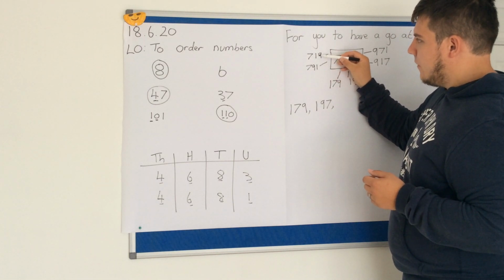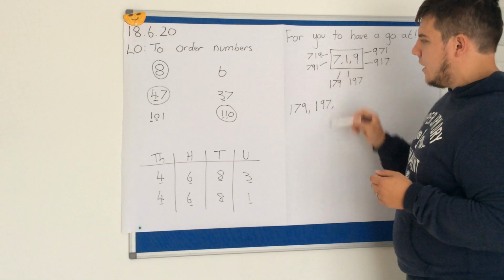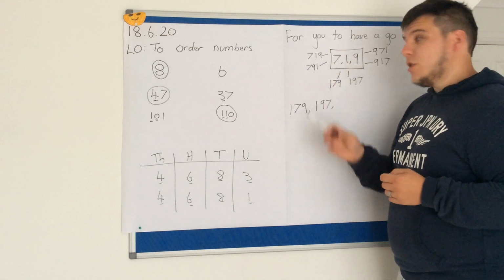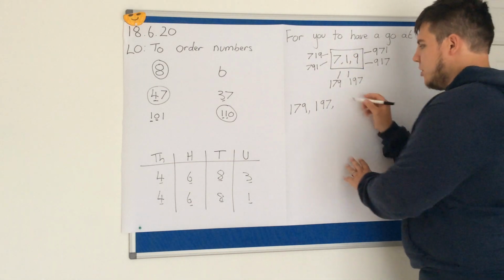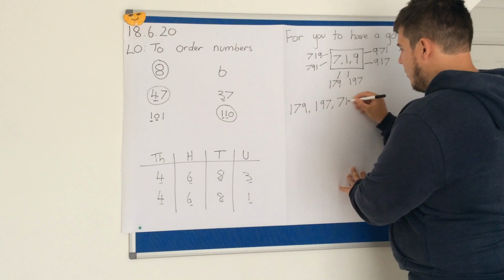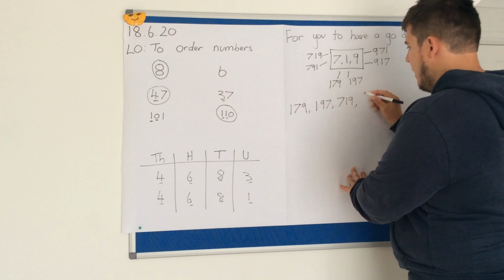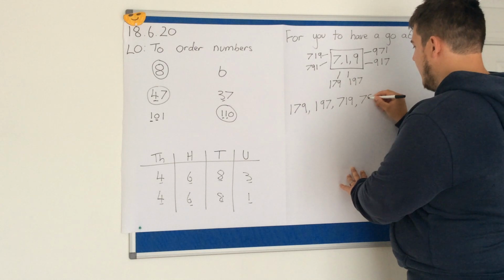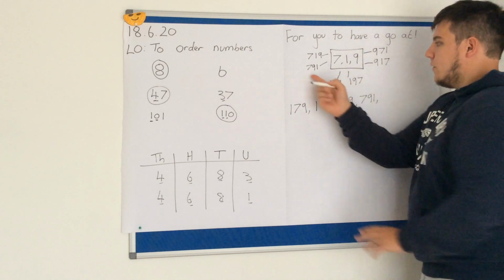I've got 7, and then I've got a 1 in my tens column, and I've got a 9 in my ones column. Which one's the smallest one? 1 is, so it must be 719. Then it must be 791. So I've done my 700s.